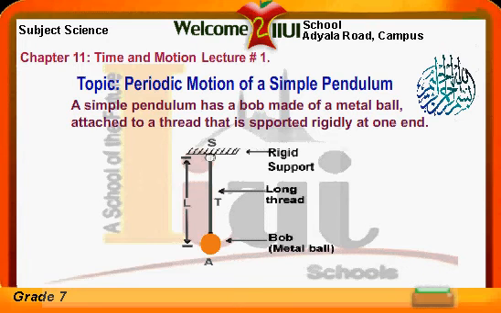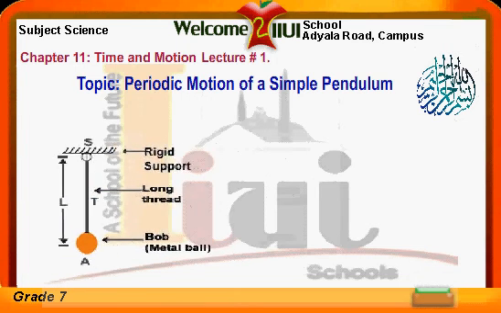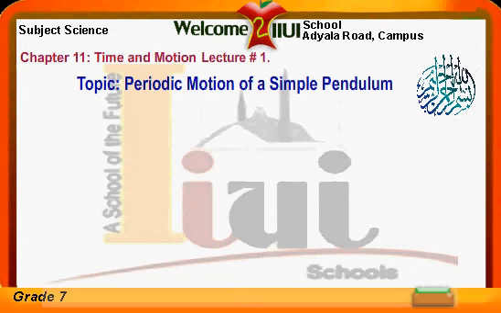Students, now we know that the initial rest position of metallic bob A is its mean position. So, if the pendulum is displaced by a small angle theta and then released, the pendulum swings back and forth with periodic motion about its mean position. Students, next I will try to explain to you the concept of one complete oscillation through animation.